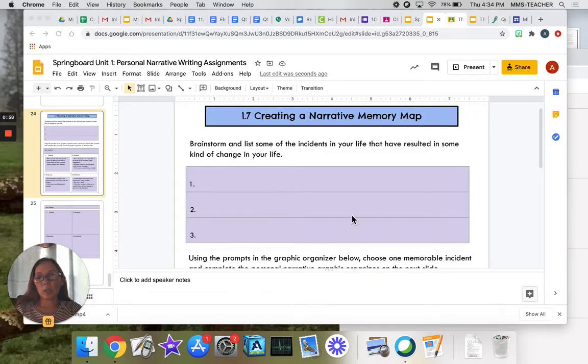Okay, so it says brainstorm and list some of the incidents in your life that have resulted in some kind of change in your life. So in these 3 lines right here, think about 3 different incidents that you might possibly want to write about. Just remember that an incident is not like a wake up to go to bed story of your day and what you learned in that day. This is a moment in time.